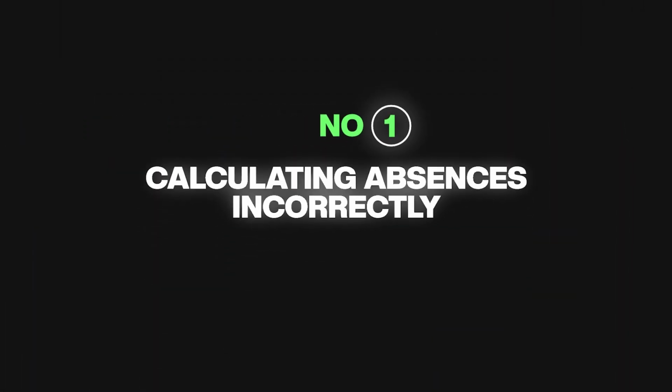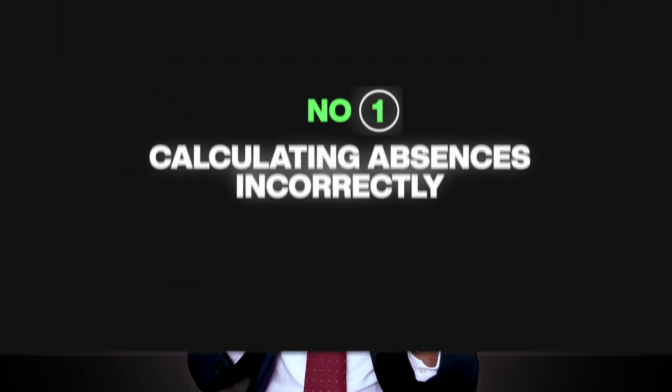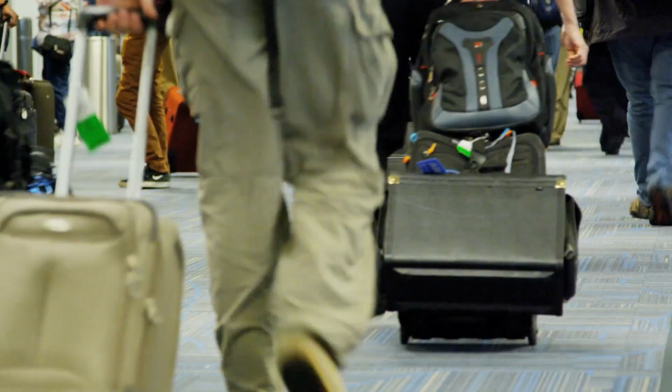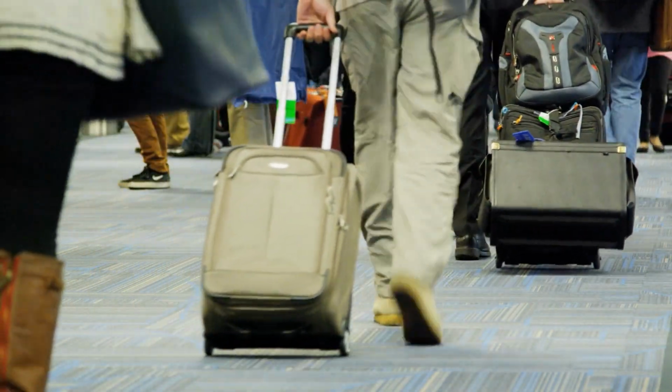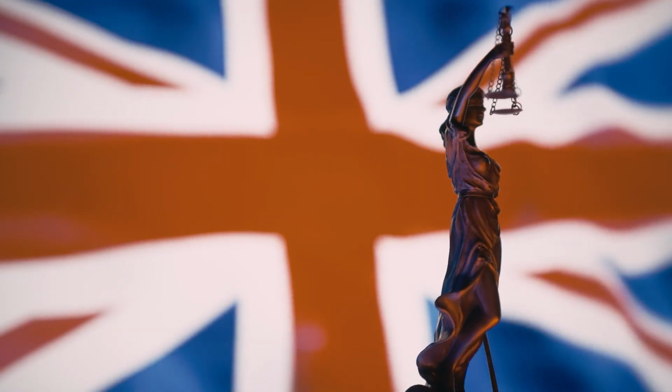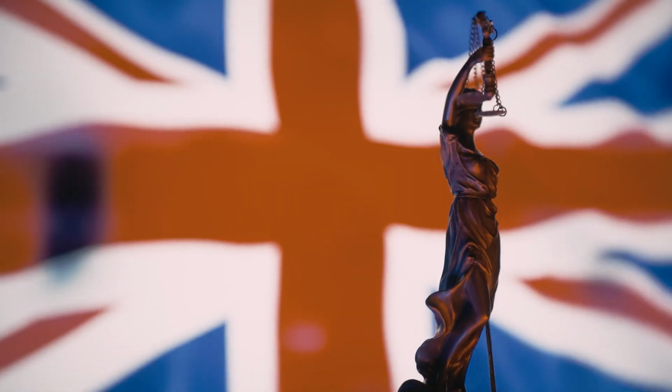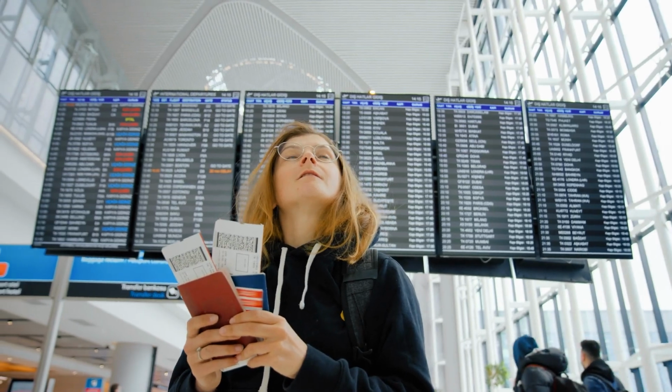Number one is calculating absences incorrectly. Settlement applicants cannot have absences from the UK longer than a certain number of days. Otherwise, they are deemed to have broken their continuous lawful residence in the UK. This amount of absences depends on the specific application. In our experience, applicants often will not have their flight records with them and so will enter the dates incorrectly or forget certain absences, which could potentially lead to a refusal.